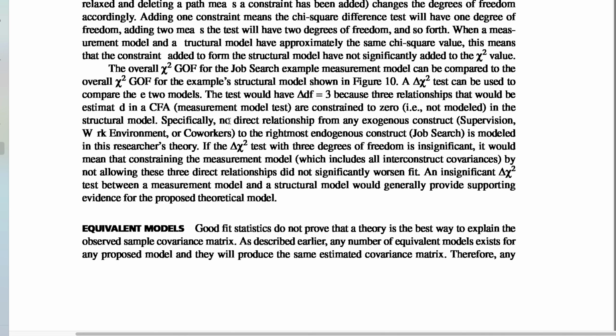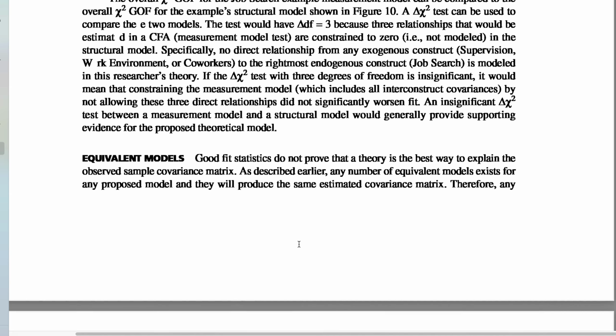That is, the structural model specifies non-direct relationships from the exogenous constructs, supervision and environmental co-working, to test with 3 degrees of freedom. By not allowing these three direct relationships, an insignificant worse fit, a significant chi-square difference between the measurement model and the structural model would generally provide support evidence for the proposed theoretical model versus an equivalent model.